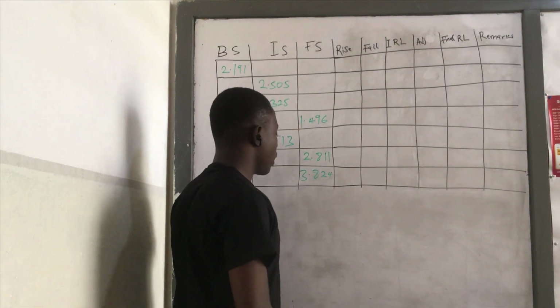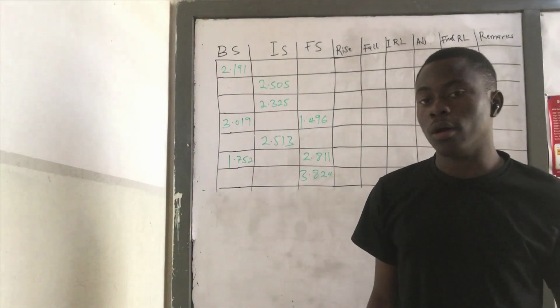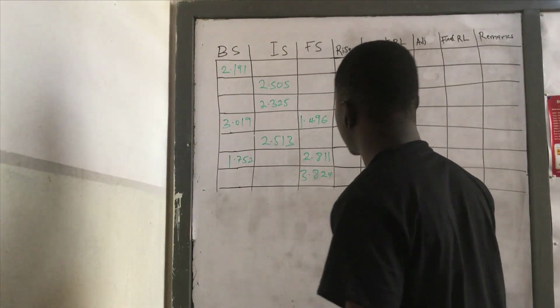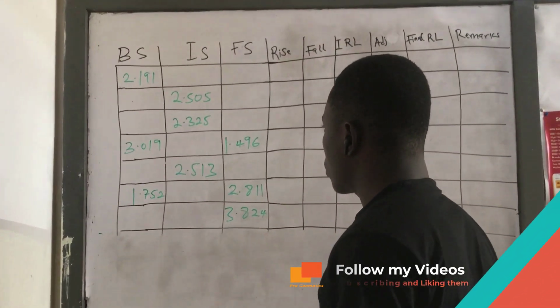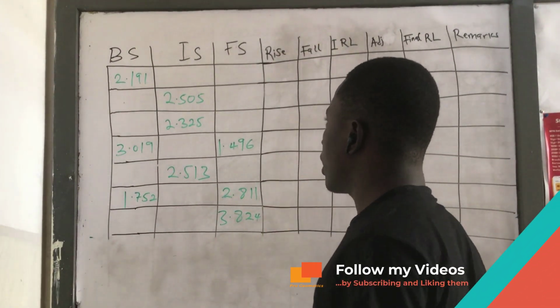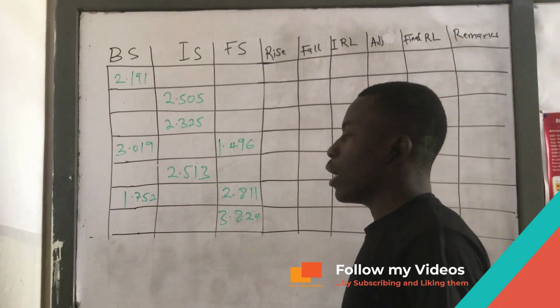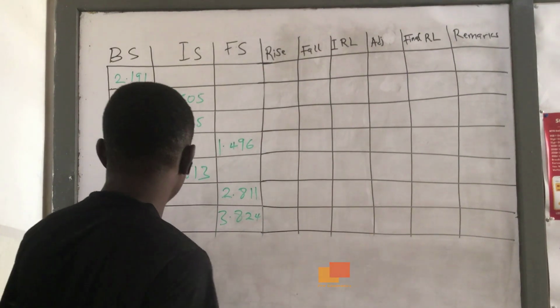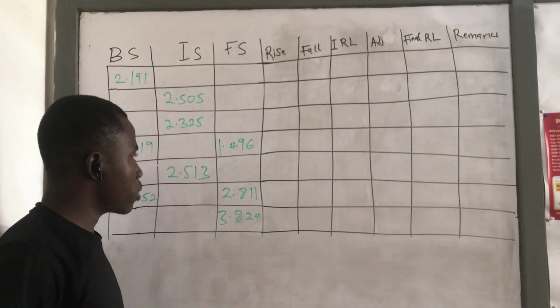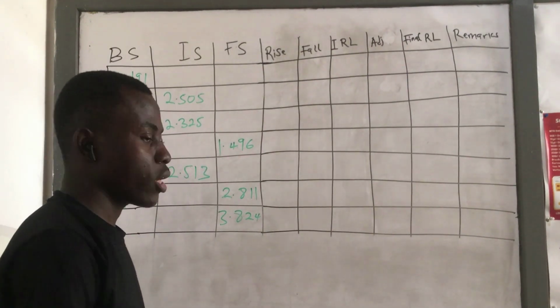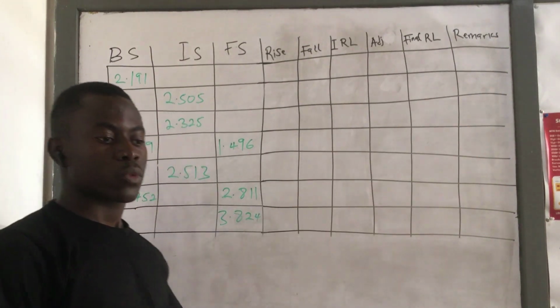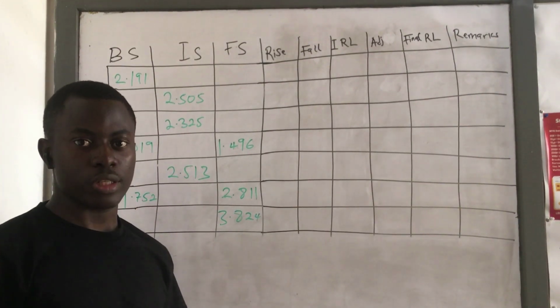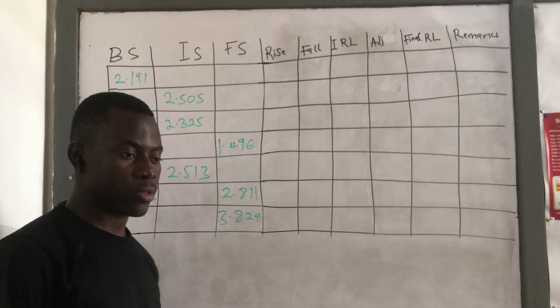Alright, so this over here represents what you got from the field, okay? So you went to the field, you surveyed your data. This is what you got. Now before we went to the field, I was explaining that you need to know how to book your backsight, your intersight, and your foresight, and then also your remarks, so that you can be able to do the computations when you come back to the office, right?